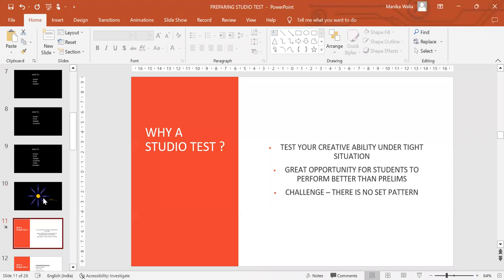Now, a studio test. Why a studio test? You already have cleared your prelims and now there is a studio test. So what NIFT or NID will expect from your situational test and a studio test is that majority, there are these three opportunities for you, that they want to test your creative ability.